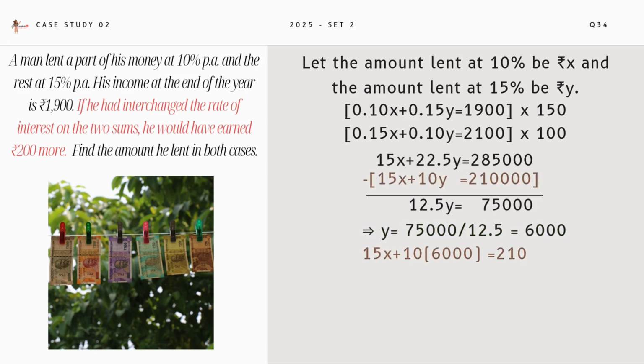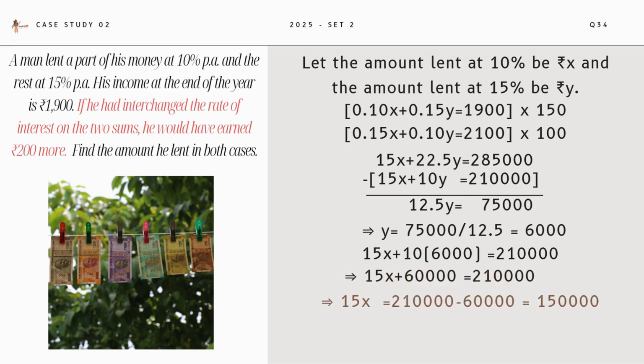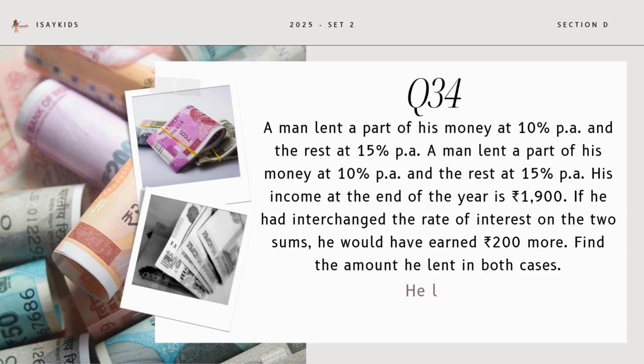Substituting the value of y in the above equation, we get 15x is equal to 1,50,000 and thus x is equal to 10,000 rupees. Thus, the man lent rupee 10,000 at 10% per annum and rupee 6,000 at 15% per annum.